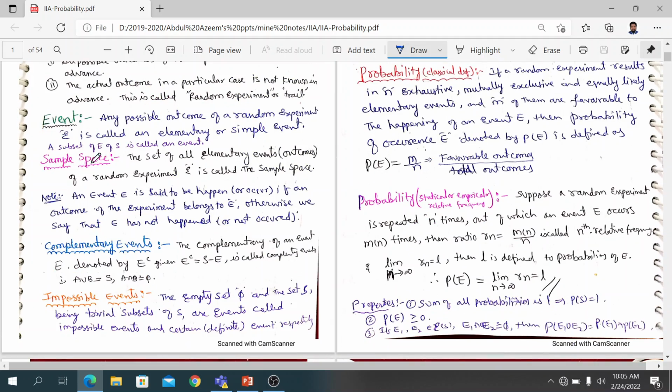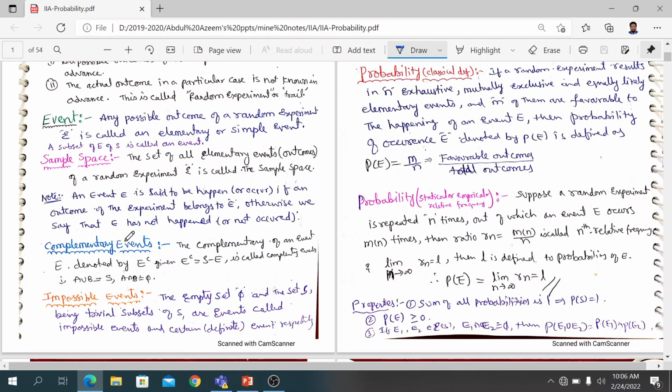Next, sample space. The set of all elementary events, that is all outcomes of a random experiment, is called the sample space. For example, for a coin, what are the outcomes? Head and tail. If a die is there, we have 6 faces. So all outcomes we know, that is called the sample space. Note, an event E is said to happen or occur if an outcome of the experiment belongs to E. Otherwise we say that E has not happened or not occurred.